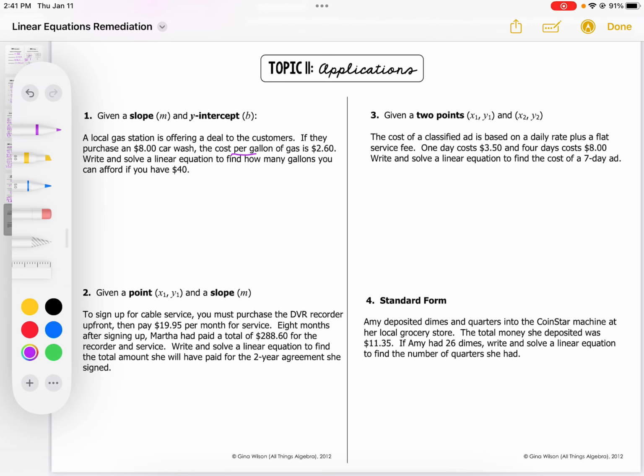They're telling us right now the slope is $2.60. They tell us that there's a one-time fee for the car wash. Our equation is going to be in slope-intercept form. Our slope is $2.60. That's the price per gallon. And the one-time fee is the $8 car wash. It's important to say what X equals and what Y equals. X is going to be the number of gallons of gas, and Y is going to be your total cost.